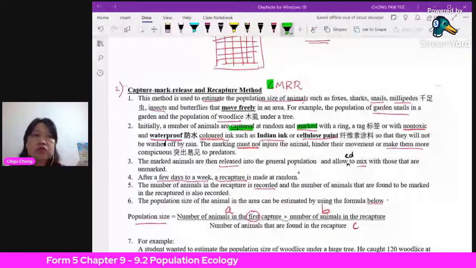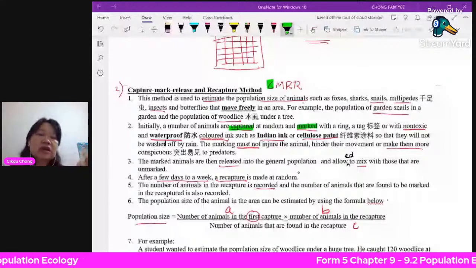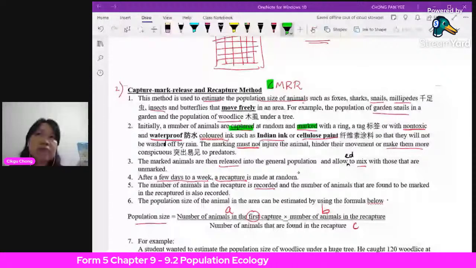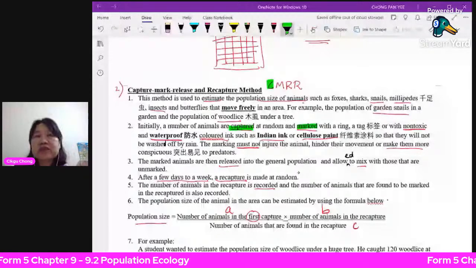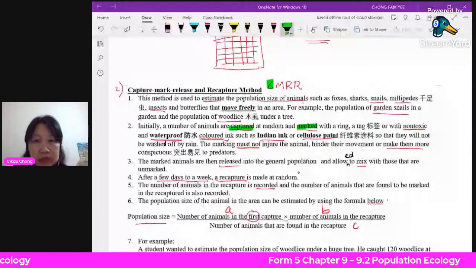You do not release and then immediately go and capture again. It's wrong, because there's no time for them to mingle. When you give it time to mingle, the answer that you get later is more accurate. So you usually give it about 2 to 3 days. 2 to 3 days is good enough time for them to mingle, and maximum 4 days.